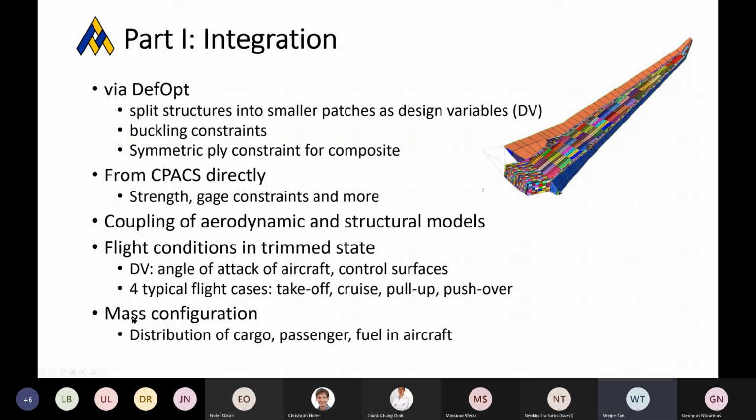And lastly, we also have the mass configuration, which refers to the distribution of the cargo, passenger, and fuel in the aircraft. This has to be defined by the user in the CPACS schema, which is important, such that the aircraft can be balanced in the Lagrange optimization.